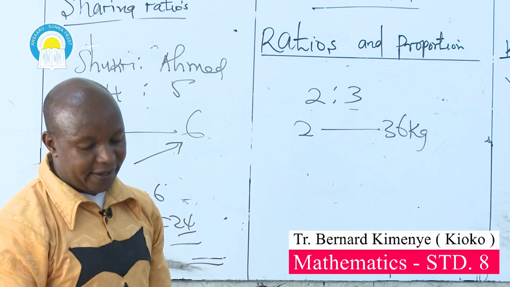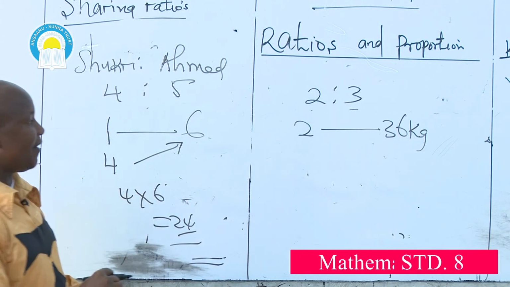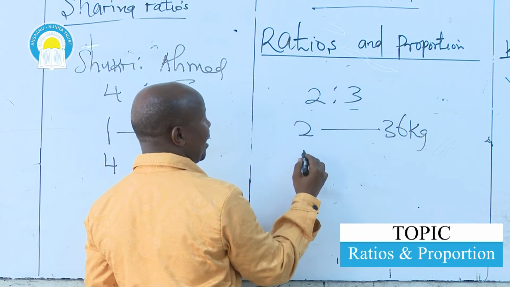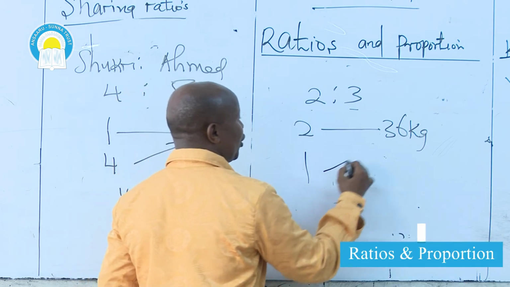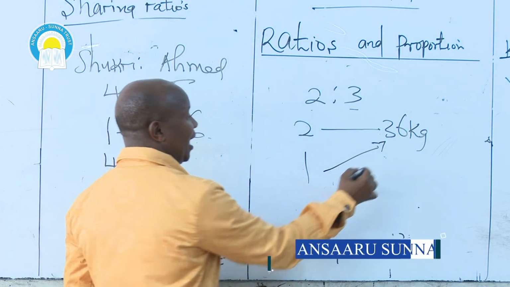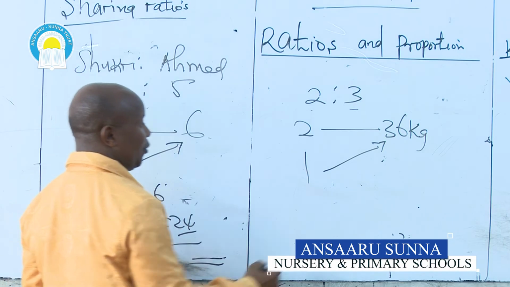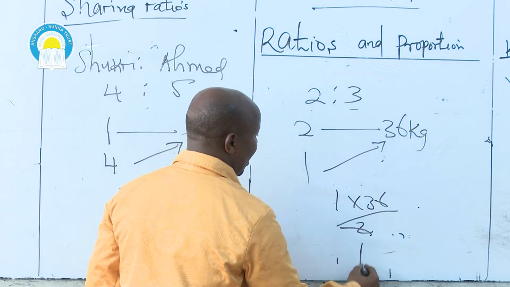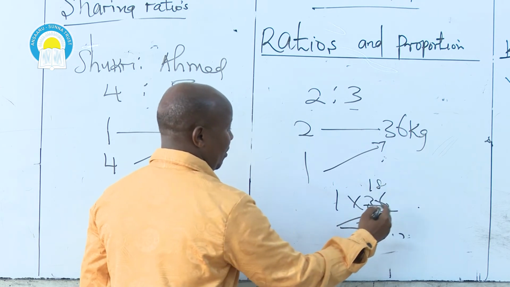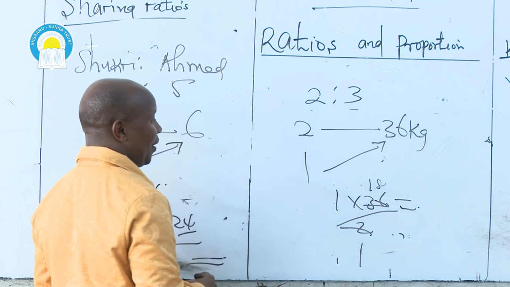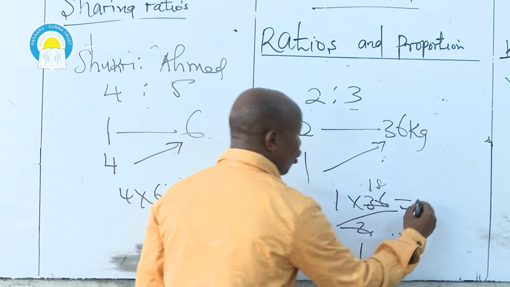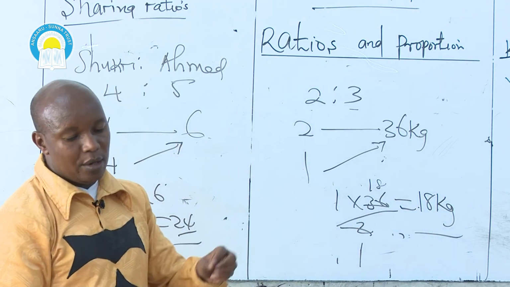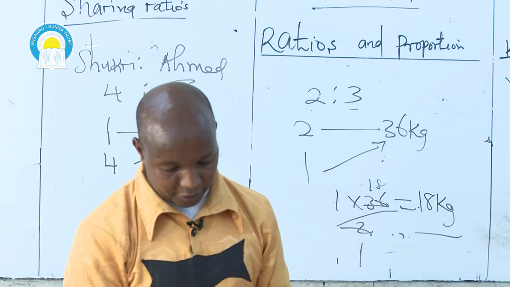So what's the difference in their weights? To get the difference now, just get the difference of the ratio, which is 3 minus 2, the same as 1. So what about 1? Straight away, you get the answer. Again, you cross multiply, you say 1 times 36 divided by 2. 36 divided by 2 is 18. So in my case here now, the difference of their weights is only 18 kilograms. Class, that's how we share ratios.